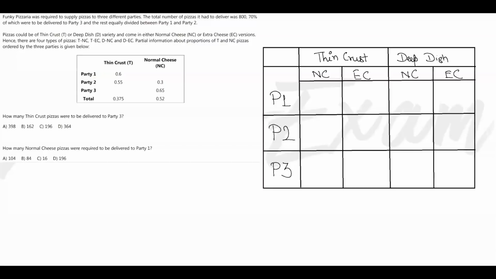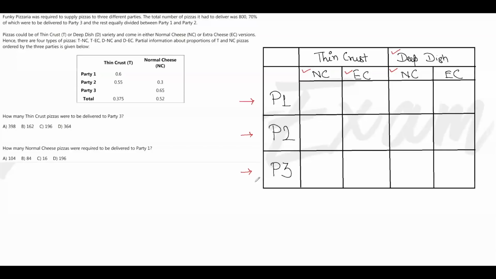Okay, so let's solve. Now I have made a table that you can see on the right hand side of this screen. In this table I have divided into two parts. One is your thin crust pizzas, the other is the deep dish pizzas. Under thin crust I have two categories, normal cheese and extra cheese, and under deep dish as well I have two categories, normal cheese and extra cheese. I have three parties to serve to: party 1, party 2 and party 3. Now let's move into the question and see what's given.